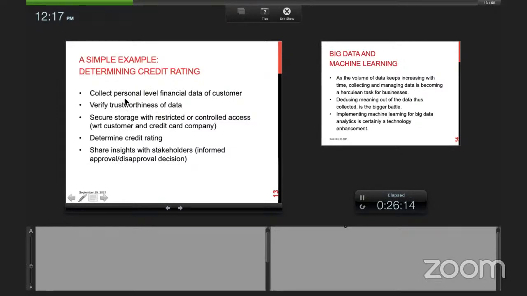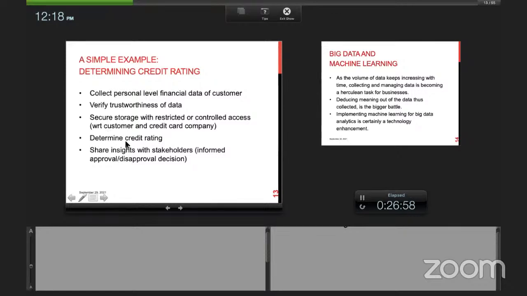Then of course after you filter the data and have the actual data at your hand after everything, you have to secure the storage with restricted or controlled access. Okay. Yes, that may be a general step. And then comes the most important part, that means whether this customer will get a credit card or not. Determine the credit rating. First of all, if it is a new application, then whether he or she will get the credit card. And if it's an existing customer, then whether the limit of credit can be raised. All these things will be determined by this credit rating.